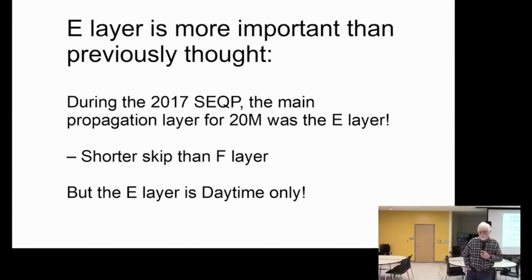It has shorter skip than the F layer, and as I said in the talk I gave on Field Day propagation, when the sun comes up and the E layer comes up and you start getting E layer propagation, usually before or after the F layer, but sort of comes in as another layer, you can have your skip distance suddenly change. And that's because the E layer, being lower, will have shorter skip than the F layer. And that's something to keep in mind. But the E layer is mostly daytime only. It goes away at night for the most part.